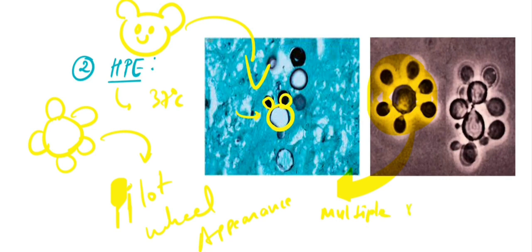Multiple budding yeast cells, which are giving this pilot wheel appearance or Mickey Mouse appearance. It is really called that, Mickey Mouse appearance.